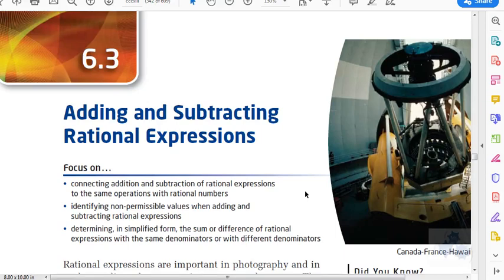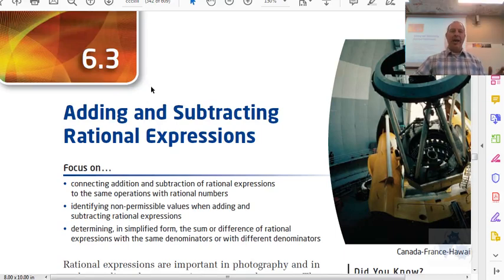So Pre-calculus 20, we're talking about section 6.3. We're talking about adding and subtracting rational expressions. So 6.1 was exploring rational expressions, simplifying them, noting restrictions. 6.2 was multiplying and dividing rational expressions. With 6.3, we're adding and subtracting them, which actually requires us to do one extra thing in order to add and subtract. It's not the same as multiplying and dividing.